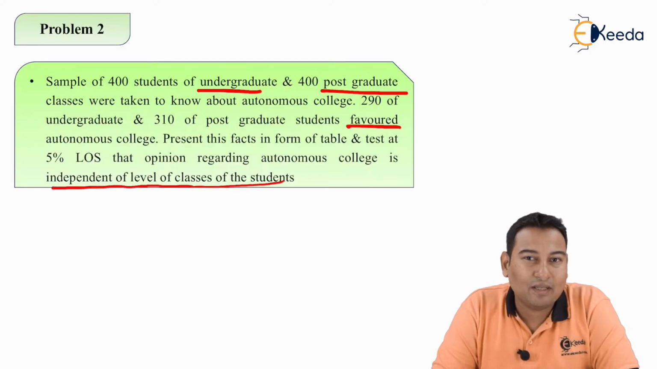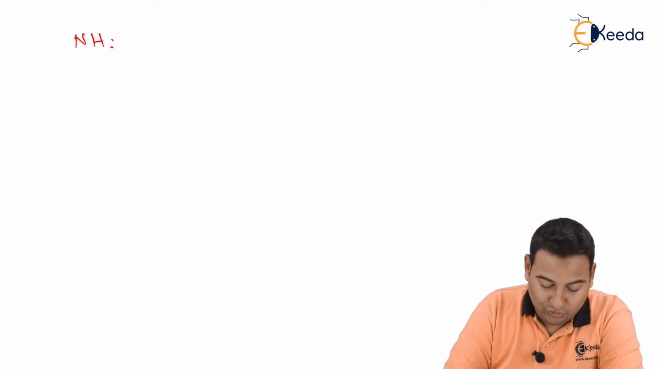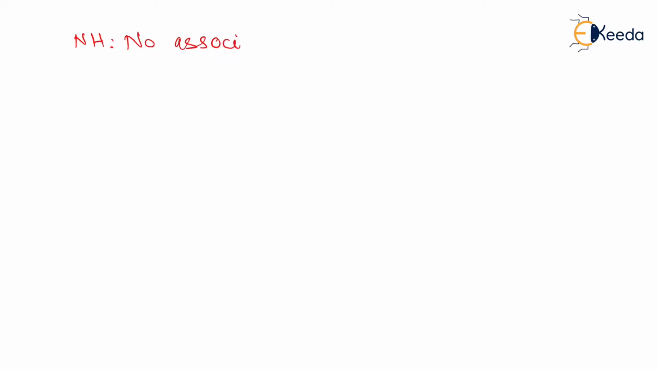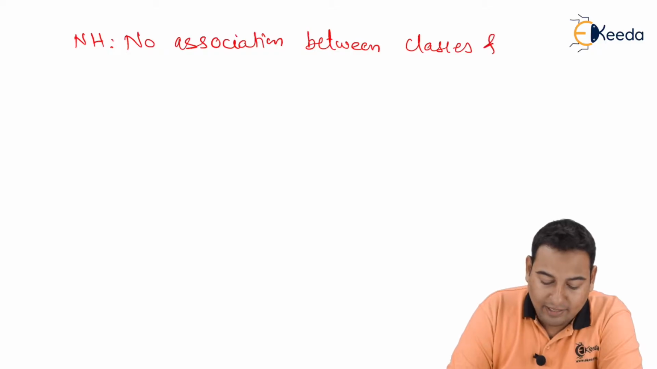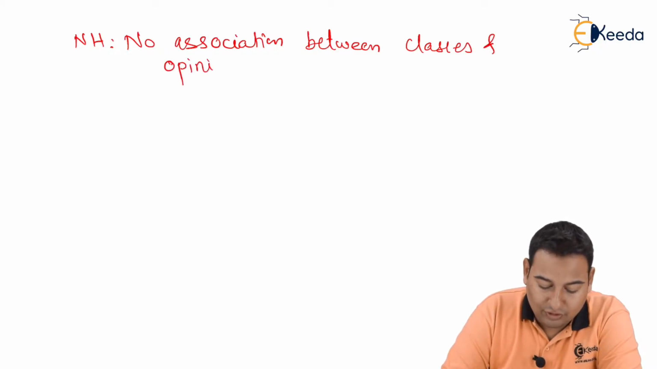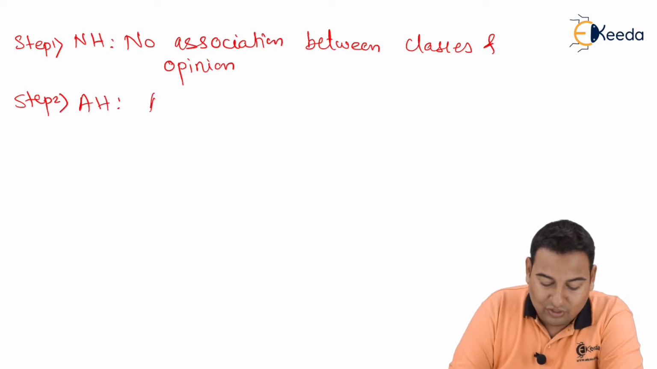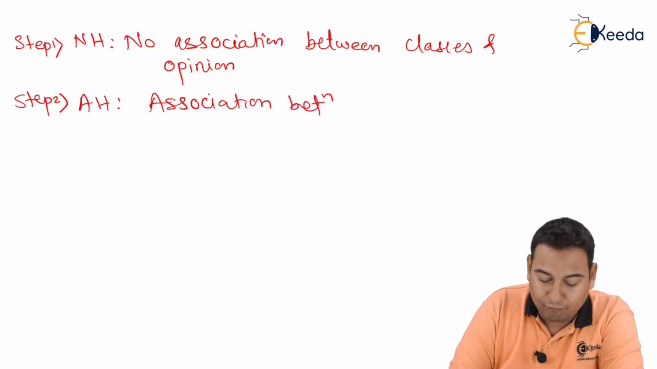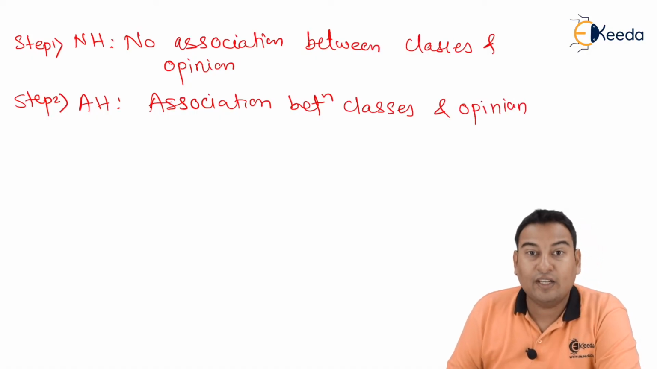So what is the first step? The first step is the null hypothesis. We say no association between classes and opinion. So this is my null hypothesis. Step number 2 is your alternate hypothesis. There is association between classes and opinion. So we're done with null and we're done with alternate. Let's move on with the next step.